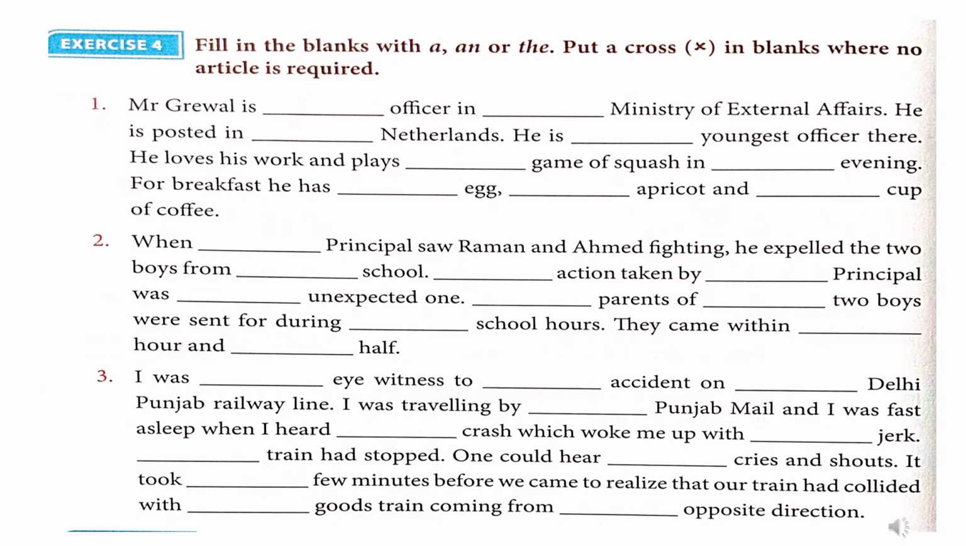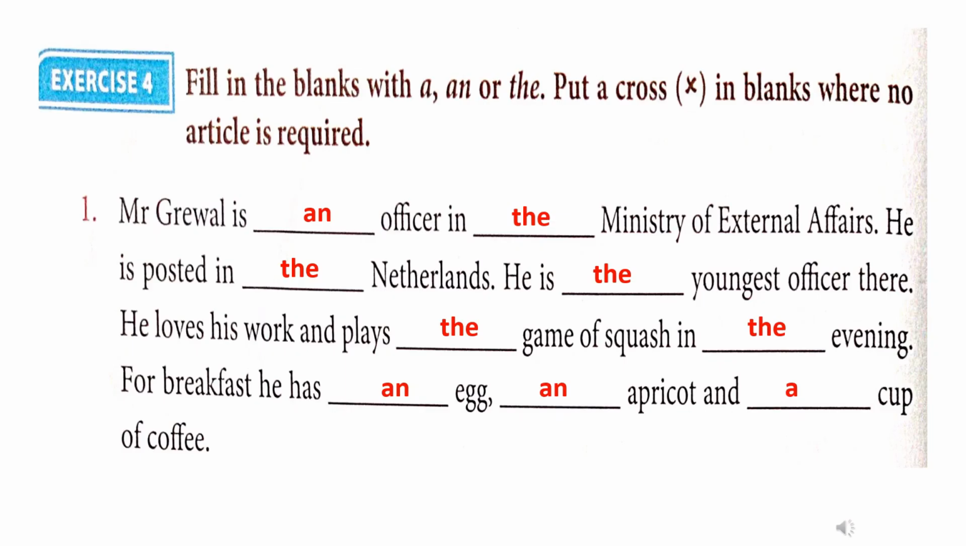Next, we are moving to exercise 4. Fill in the blanks with a, an, or the. Put a cross in blanks where no article is required. We have to fill the following blanks by using a, an, or the. If no articles are needed, then put a cross in the blanks. Take your pencil and start to do the work. Now, let us check the answers.